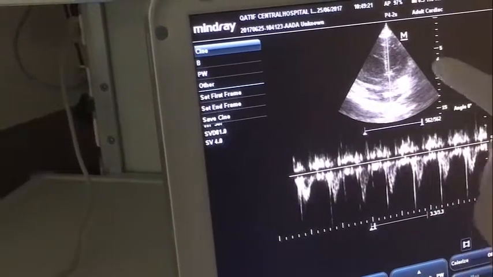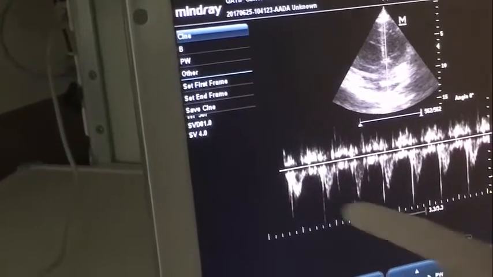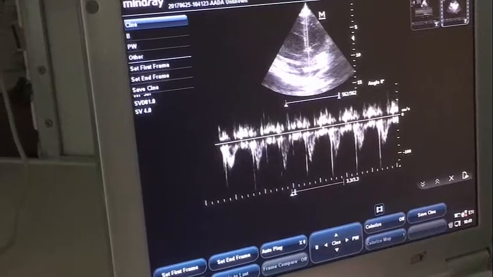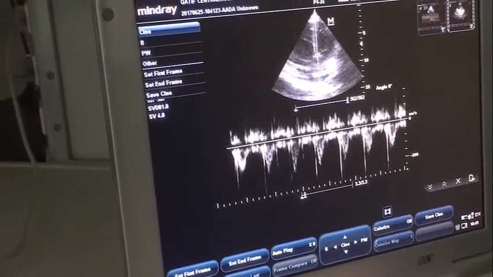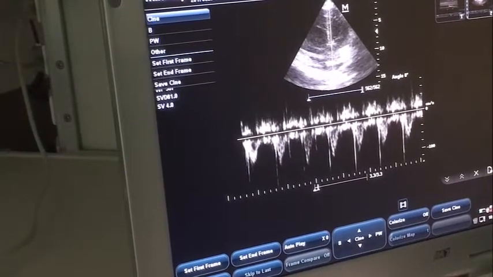This is a 5-chamber view. I will put the sample volume here in the left ventricular outflow tract and determine the left ventricular outflow tract VTI. This is a surrogate of stroke volume. You can consider it stroke volume.